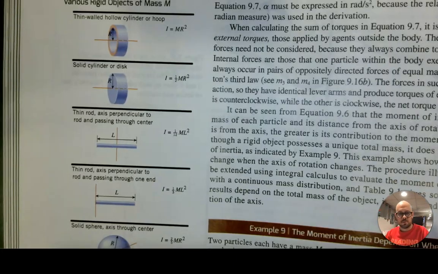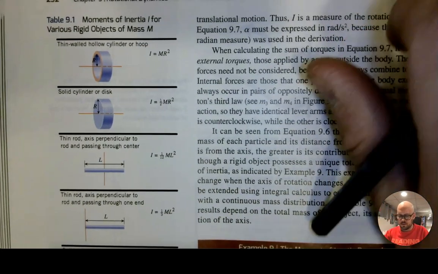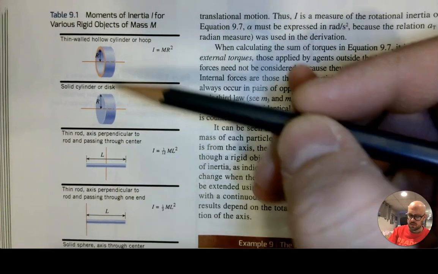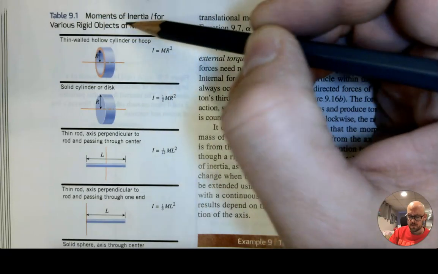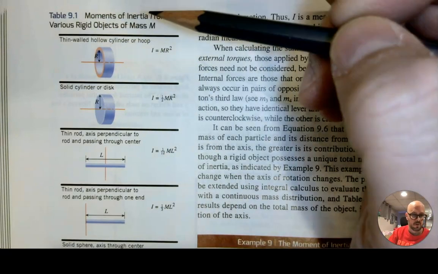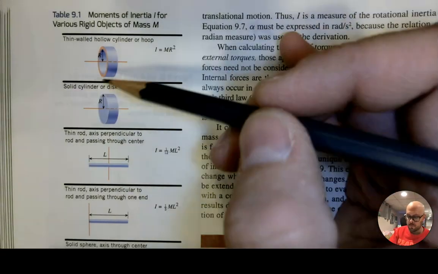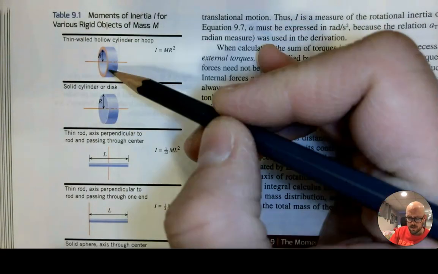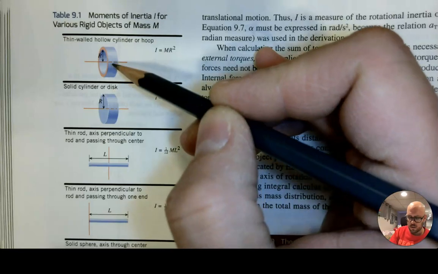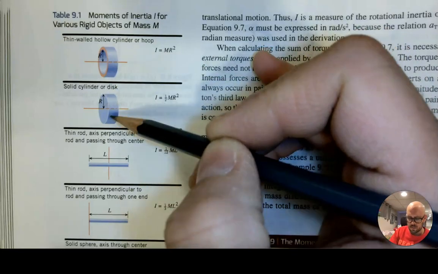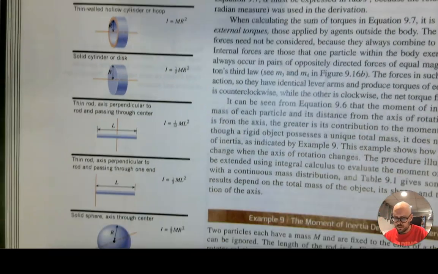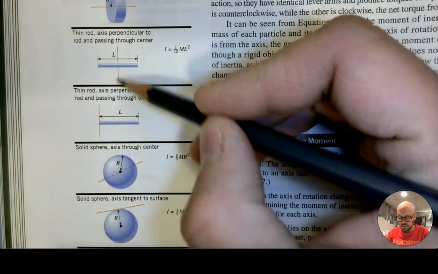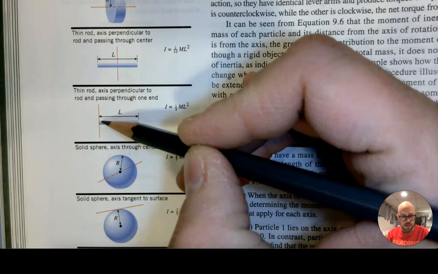So here is page 232. On the left-hand margin, there's just a set of pictures. It says moments of inertia, I, for various rigid objects of mass M. So there's moment of inertia instead of rotational. And what follows are a set of pictures, and they're categorized. So the first two are a cylinder or a hollow cylinder and a filled-in cylinder, a solid one, a thin rod around its center and around its end.